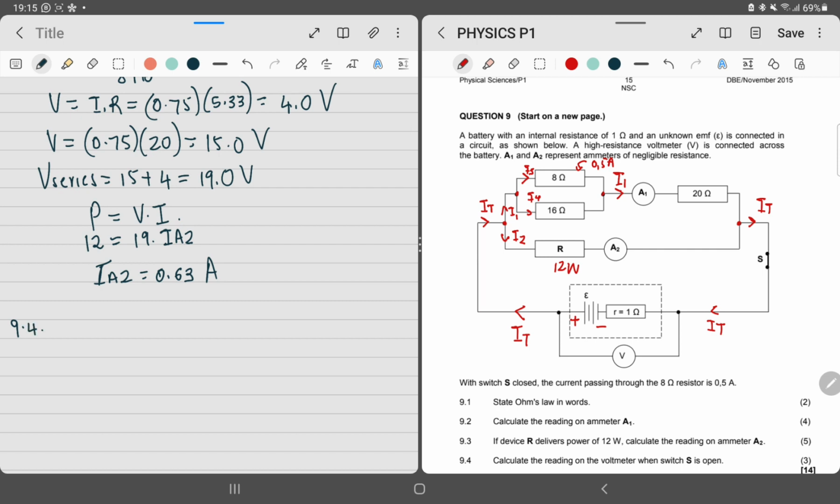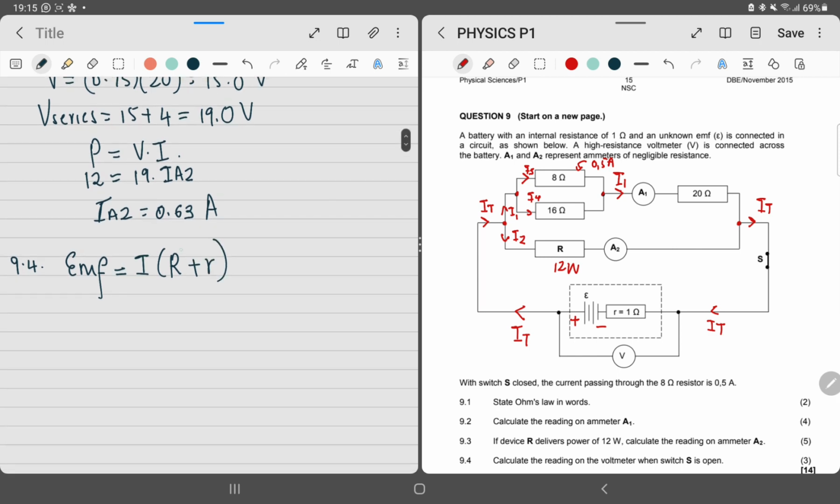Then 9.4. Calculate the reading on the voltmeter when switch S is open. So when switch S is open, there is no current flowing in the external circuit. So they are looking for the value of the EMF. EMF should be equal to I times R plus I times r. But we don't have this resistance here. So we should change this so that we can use what we have: I multiplied by the resistance.